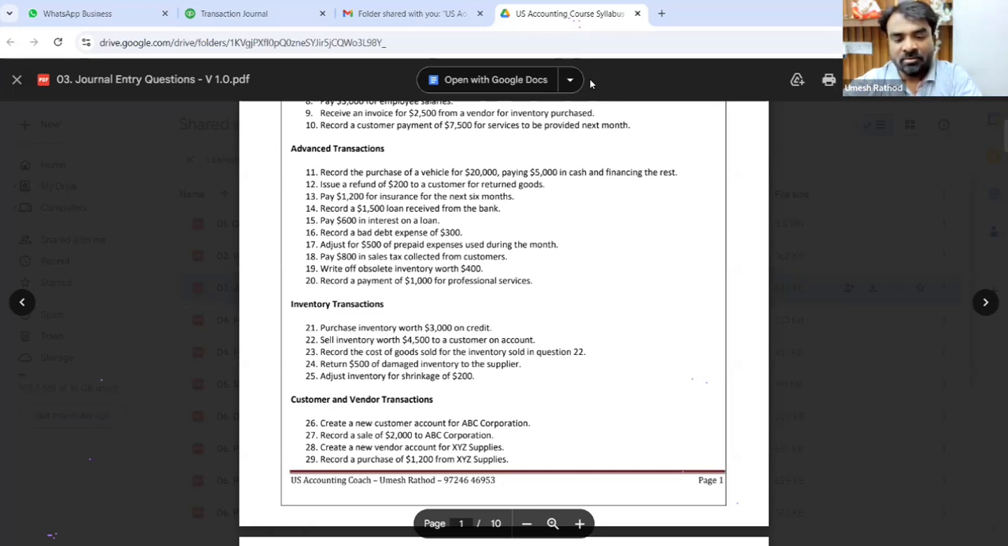Record a payment of 1,000 for professional services. Megha, which transaction do we have to record? Bank account credit, because we are paying 1,000 and we have taken professional services. So professional service account debit. Okay, done.